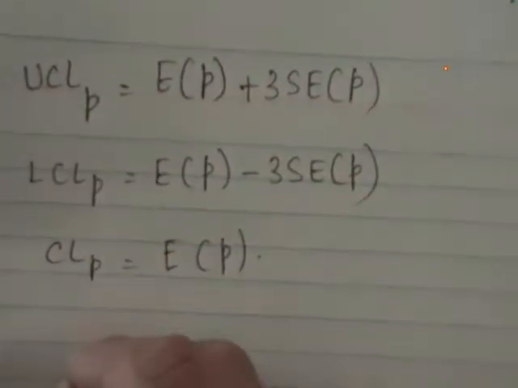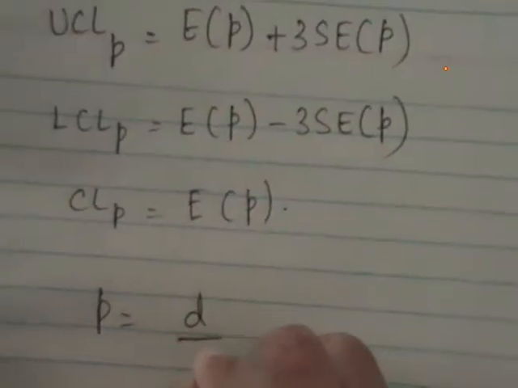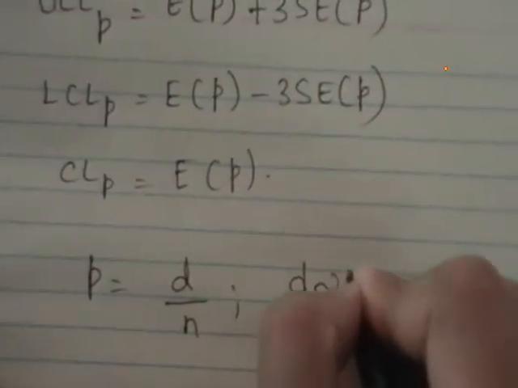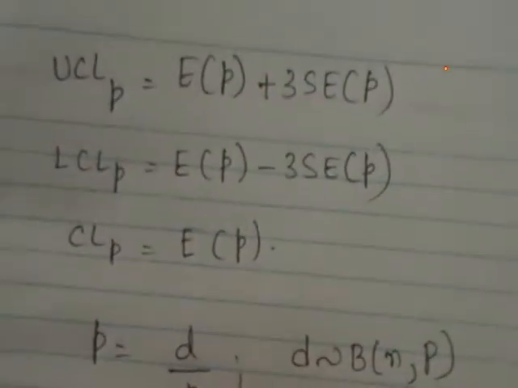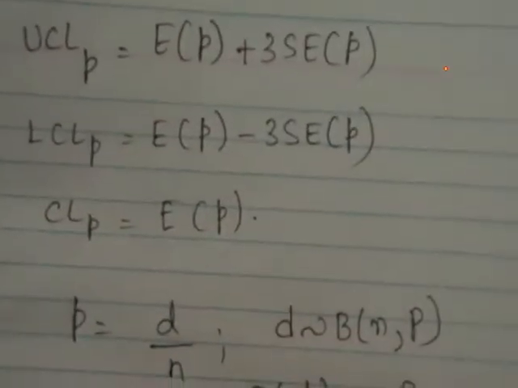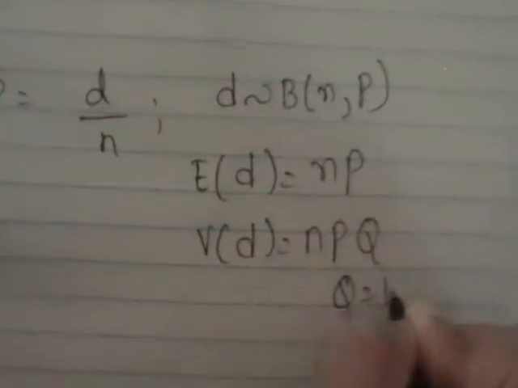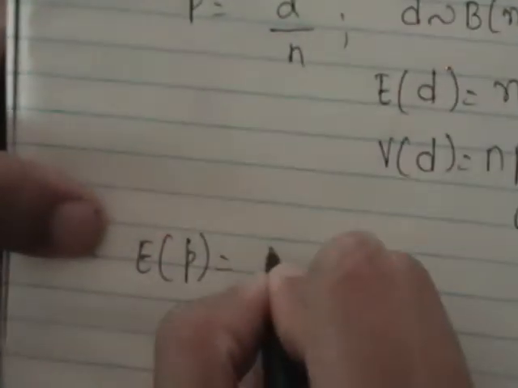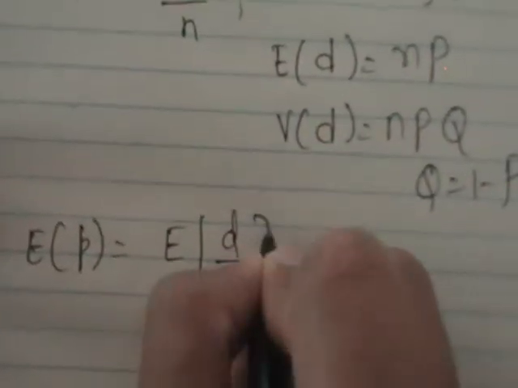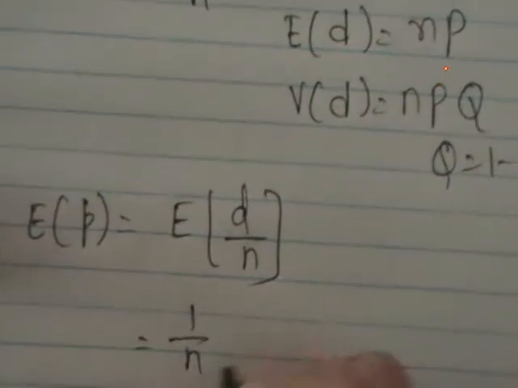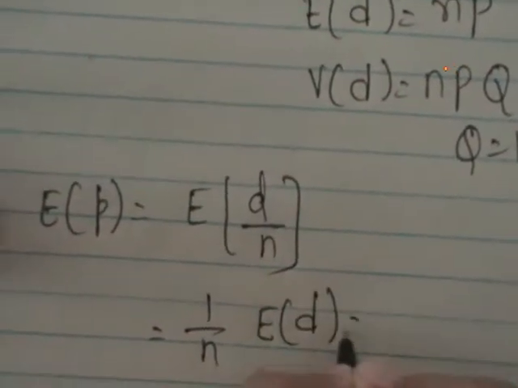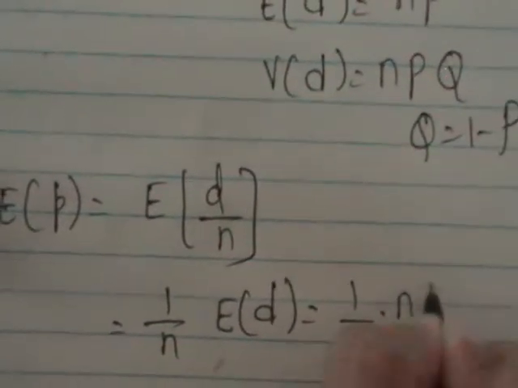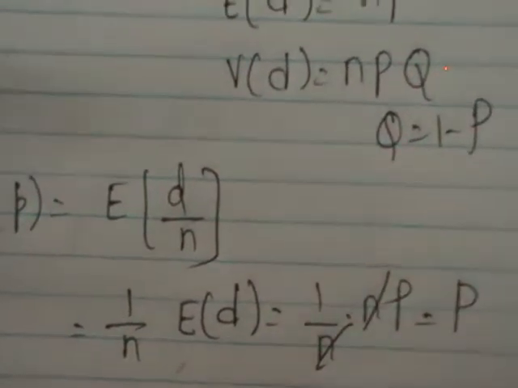Now we have defined p as d by n, and also d follows binomial n comma capital P. So expectation of d is np. Variance of d is nothing but npq, where q is equal to 1 minus p. Now if you want to find out expectation of p, you should calculate expectation of d by n, which is nothing but, n is a constant, 1 by n into np, which is equal to p.